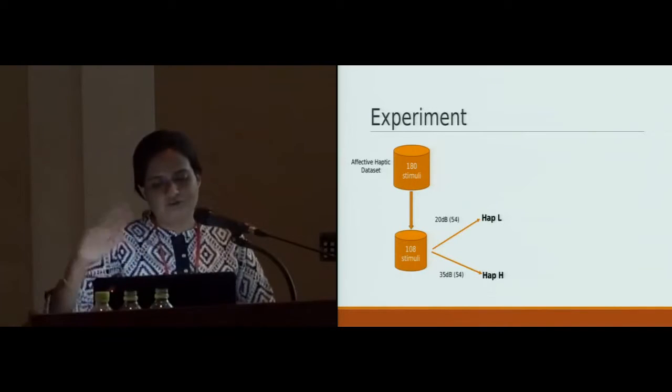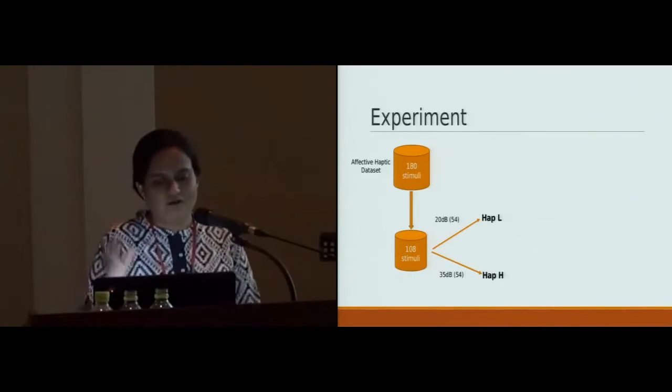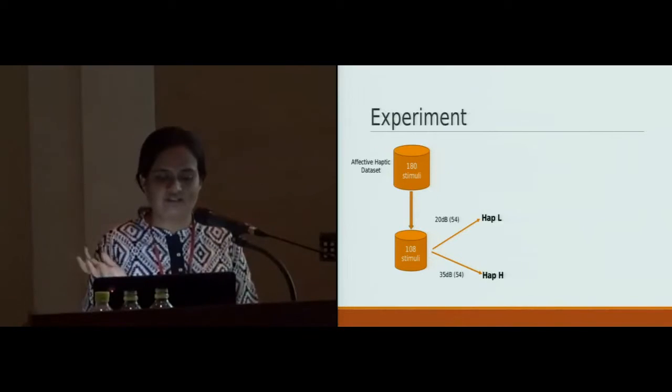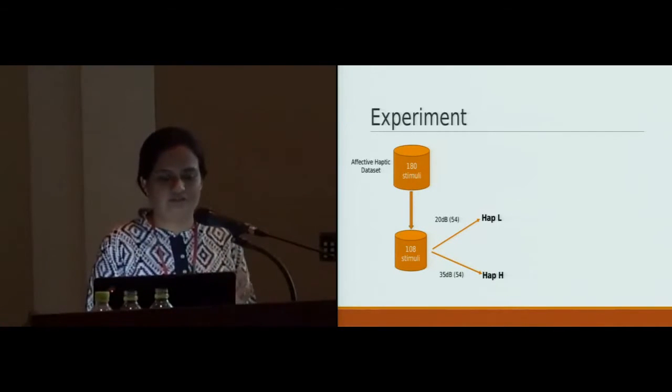We divided them into 2 groups based on intensity. So L, which is haptics low intensity, contained the 20 dB stimuli. H, which is haptics high intensity, contained the 35 dB stimuli.